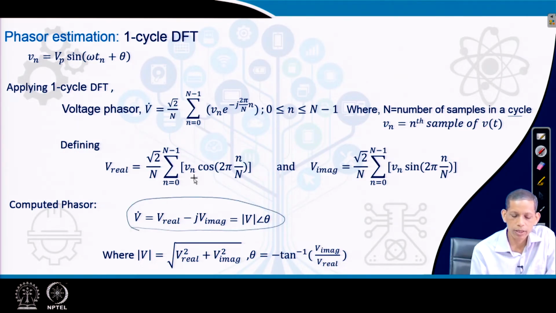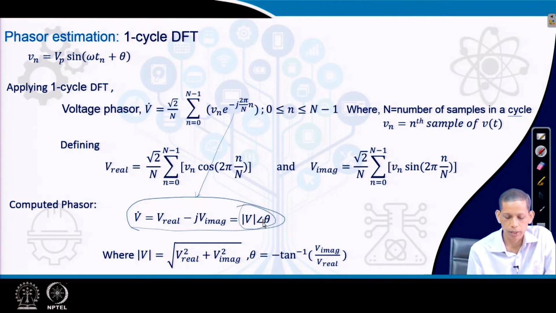So, we see clearly that from the voltage samples we can multiply by the corresponding Fourier coefficients, and then we can get the corresponding V dot phasor, which we can express in polar form as V with angle theta. The magnitude is the square root of the sum of the squares of the V real component and the V imaginary component, and the angle can be obtained from the tan inverse of V imaginary by V real, with a negative sign to take care of the negative part of the Fourier coefficient.